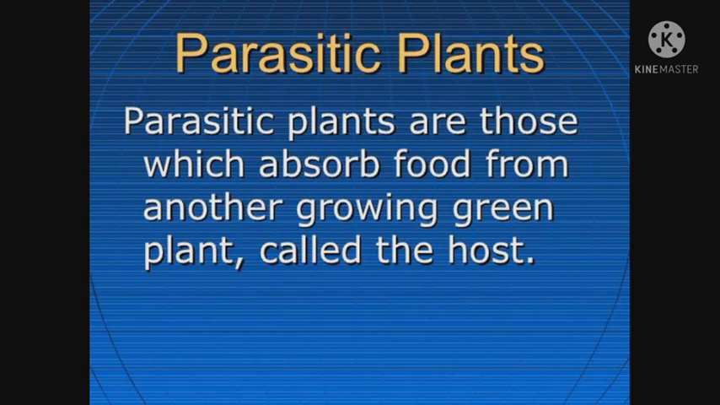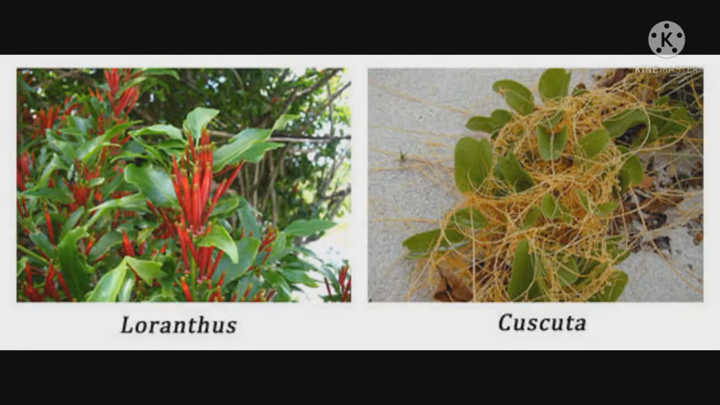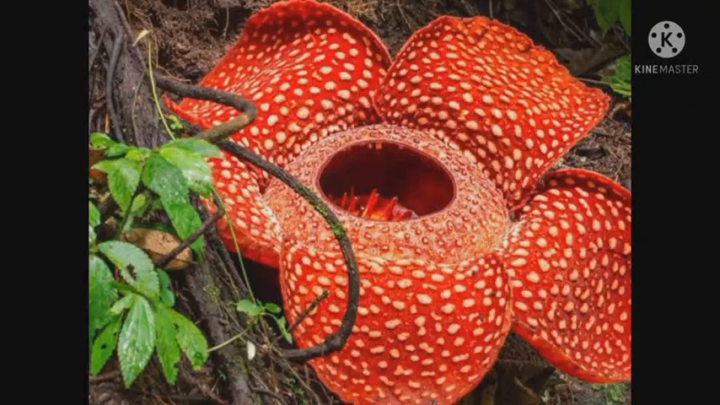Parasitic plants are those which absorb food from another growing green plant called the host. Loranthus, cuscuta, and rafflesia are examples of parasitic plants. Children, do you know rafflesia is the largest flower in the world?